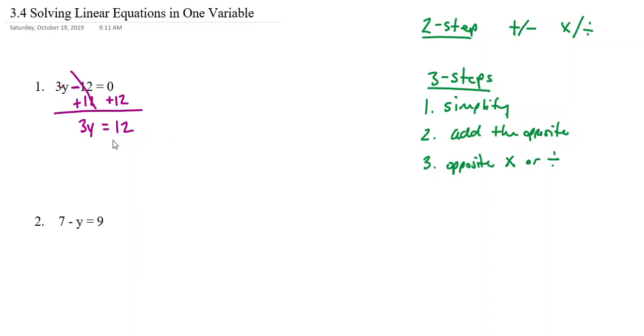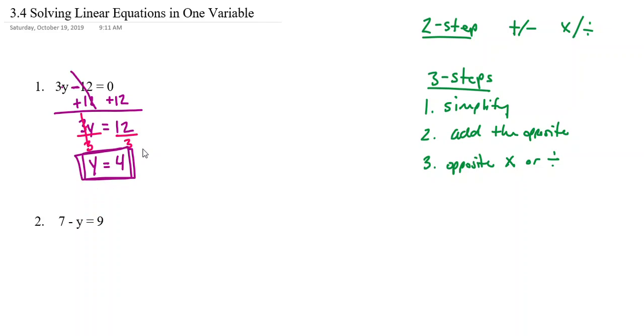Now we're on to step 3. What's being done to y? Well, it's being multiplied by 3. What's the opposite of times 3? Divide by 3. So I show myself by using a fraction bar. 3y divided by 3 is 1y. And 12 divided by 3 is 4. And there it is. There's my final answer, y equals 4.